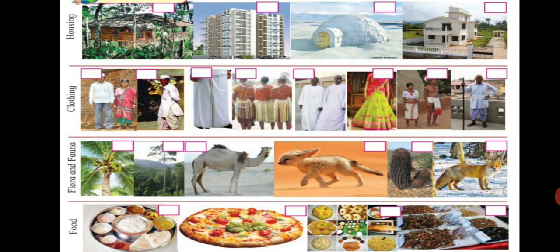If you have ever used or experienced any of the things that you see in the images, you will put a tick mark for that particular image. If you have just seen it, not used or experienced, but just seen it, then you will put a star. And if you do not know anything about it, then you will put a cross. So you can complete this activity in your textbook itself.